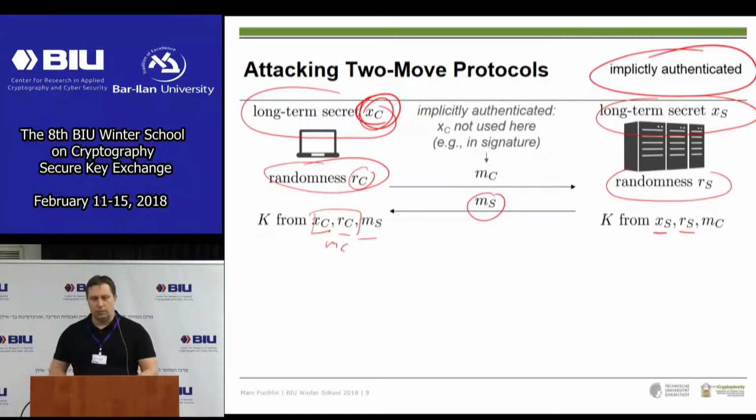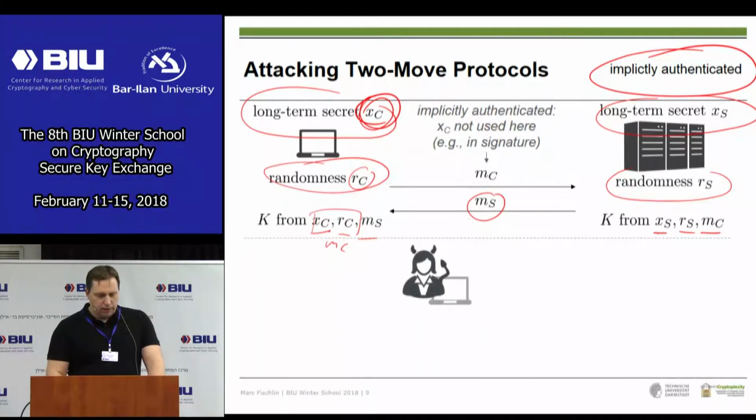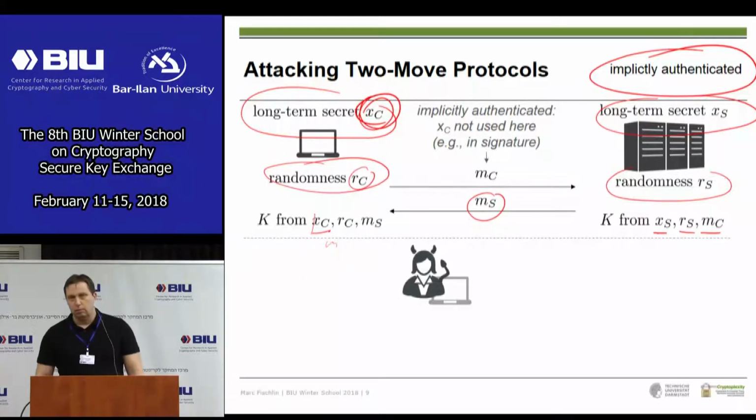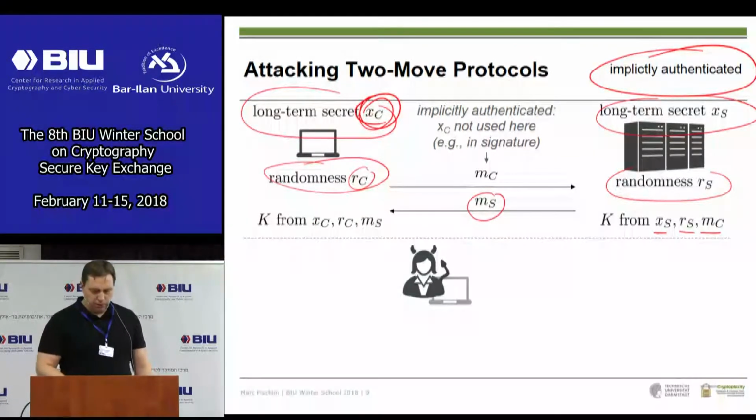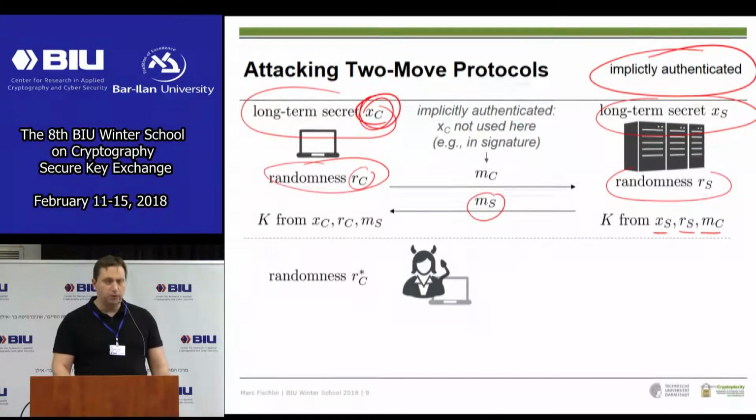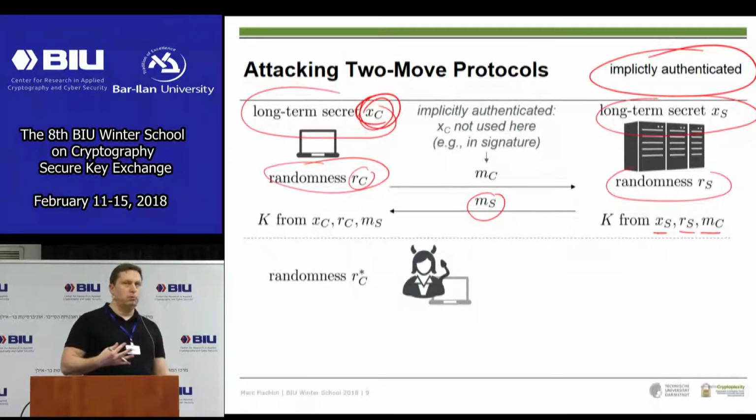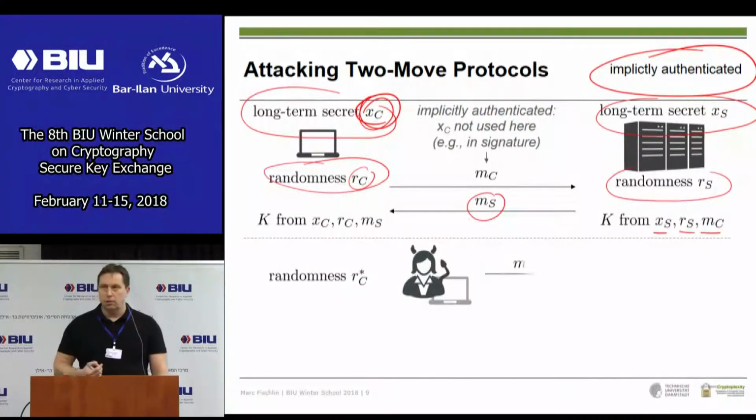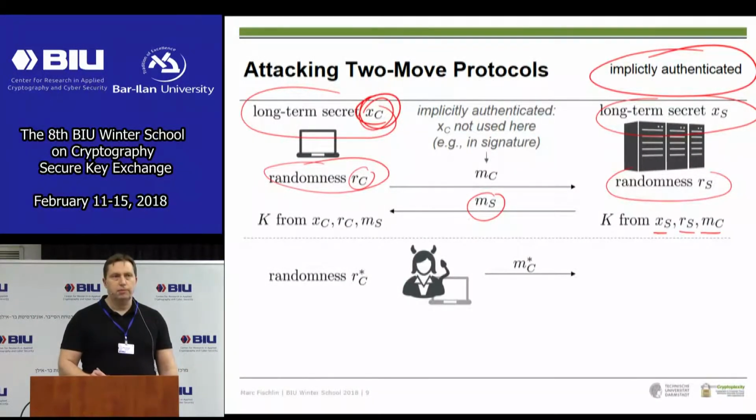So then the server picks its own randomness, computes the key, and sends the answer. And now you attack this protocol. We're talking about forward secrecy, so this protocol execution here is over. So now I can corrupt. I'm going to corrupt the client. Corrupting the client means I get the long-term secret.